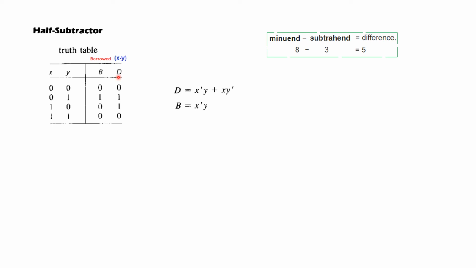And from here you can directly write the equation. For D, you can see these two are 1, so we can see from here it is 0, 1, that means x dash y, or from here you can see xy dash, so xy dash. And for the other one, we have just 1 here, so it is x dash y, so borrow is x dash y.